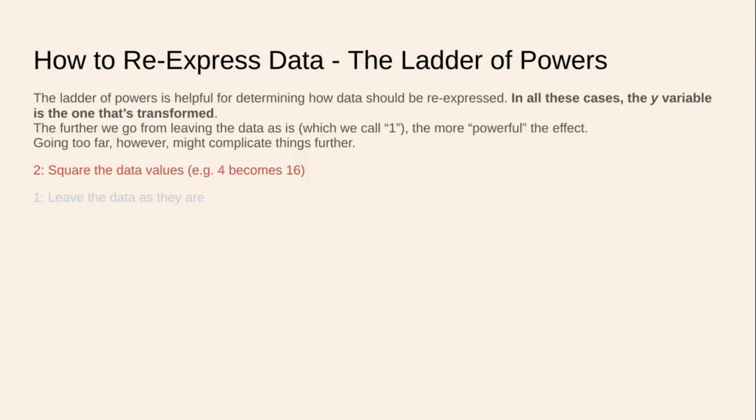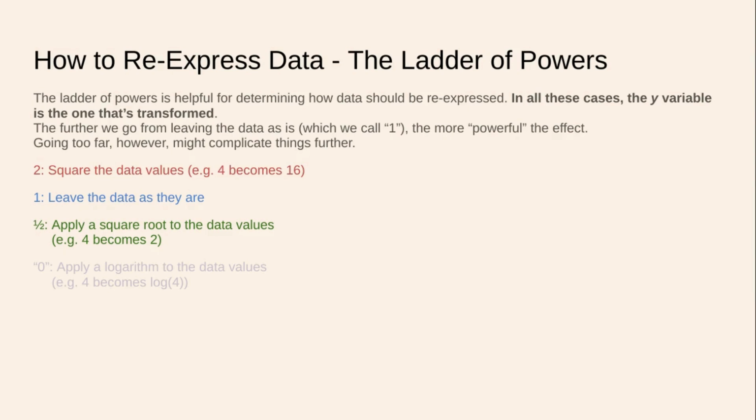One is leave the data as they are. By now you may be seeing a pattern. This 2 refers to squaring the data, and 1 is just set it to the power of 1, which is not doing anything at all. 1/2 is apply a square root to the data values. An exponent of 1/2 is the same as a square root. In other words, a y value of 4 becomes a y value of 2. The square root of 4 is 2.